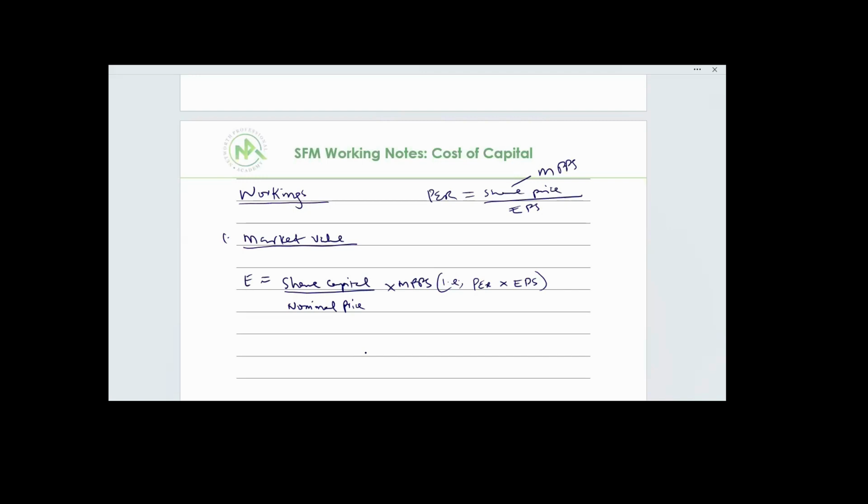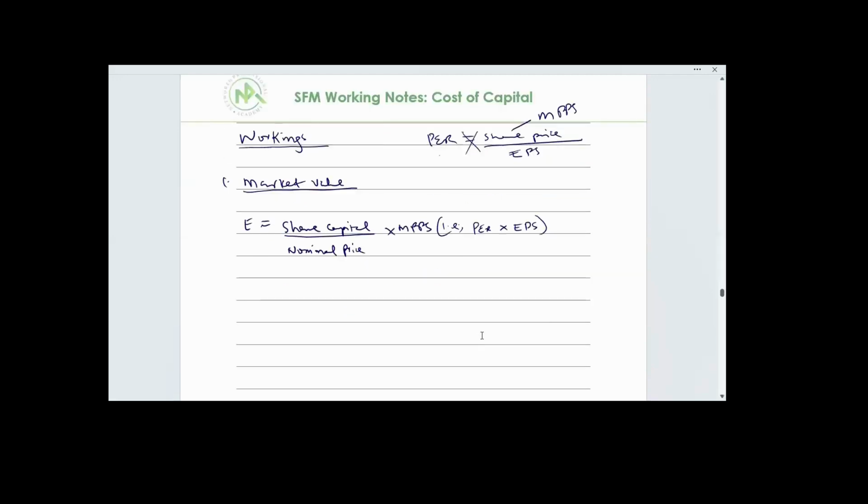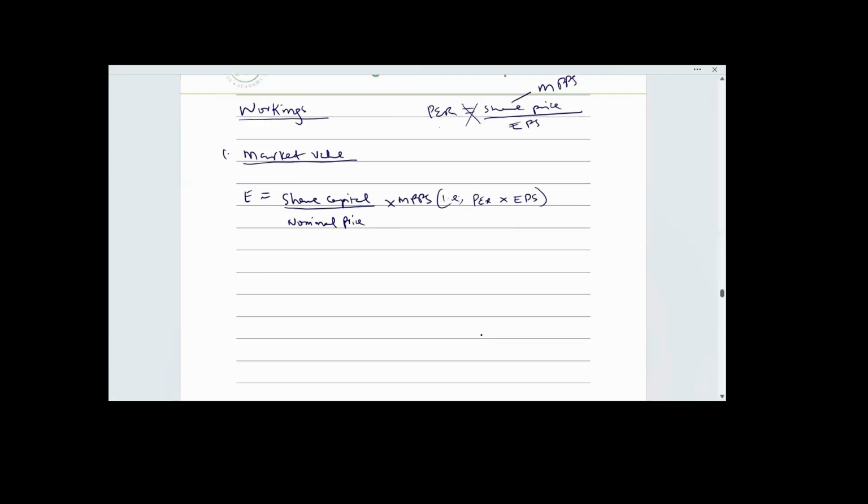Now, since share price is not given to me in this question, what I need to do from this formula is to just cross multiply. And that is why the price earnings ratio is multiplied with EPS per share. All right. Now, I need to go ahead and solve for each of them.